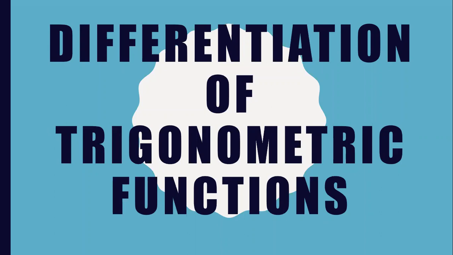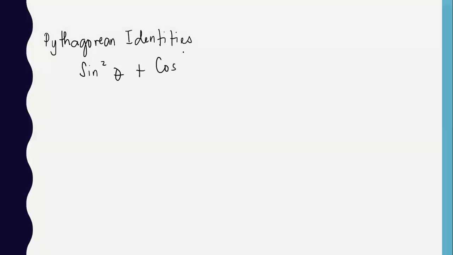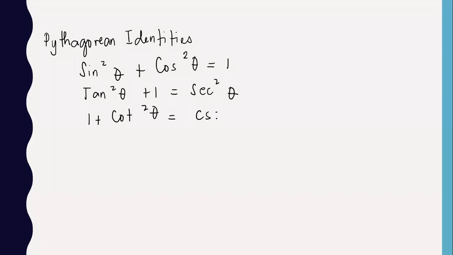Now, for the trigonometric functions, first we have to identify the Pythagorean identities. We have sine squared theta plus cosine squared theta is equal to 1, and tangent squared theta plus 1 is equal to secant squared theta, and 1 plus cotangent squared theta is equal to cosecant squared theta.